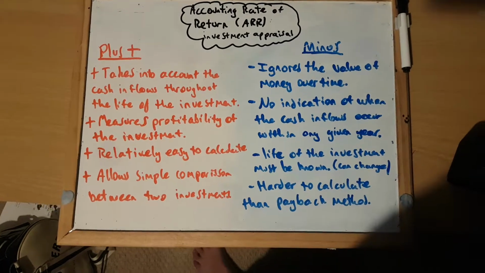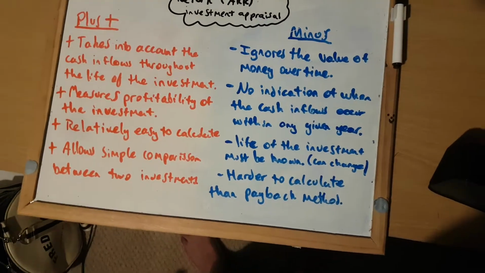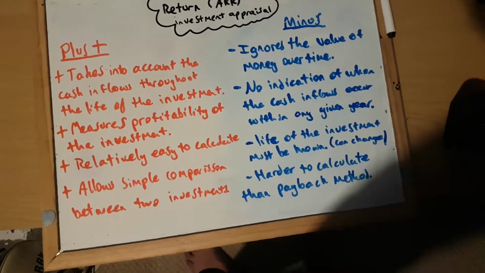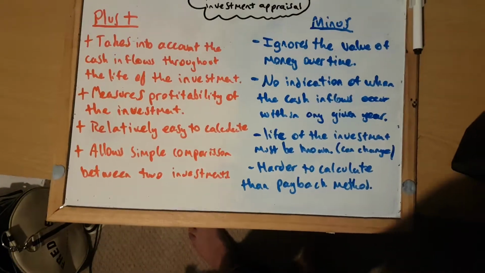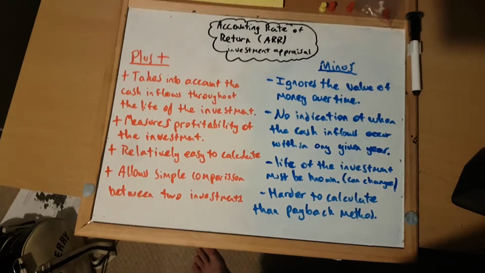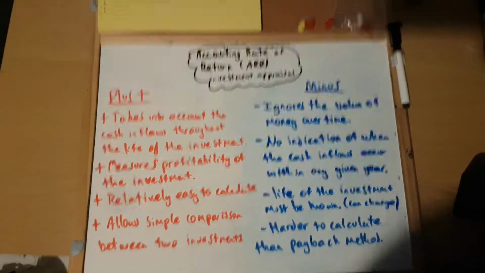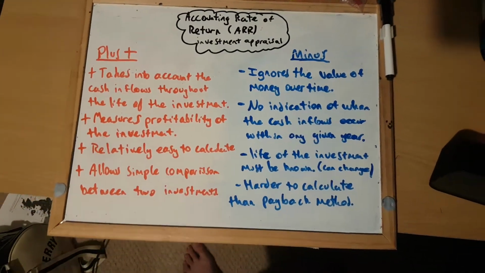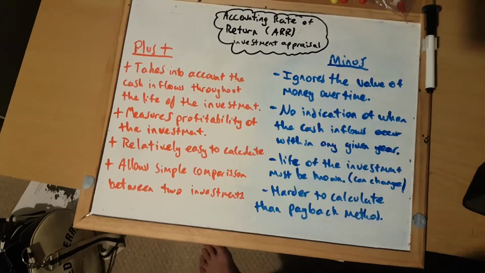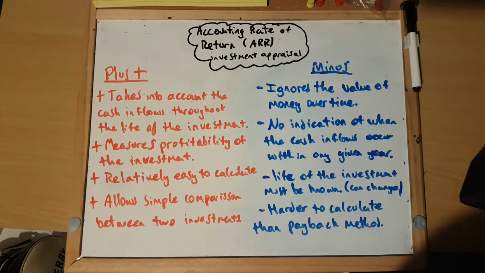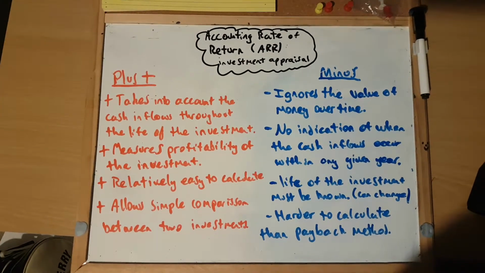Furthermore, the life of the investment must be known. So to calculate this, you need to know precisely how long this investment is going to last. And nine times out of ten, businesses do not know. They're just educated guesses. And this obviously impacts the reliability and the accuracy of the calculation. So that is therefore a limitation.